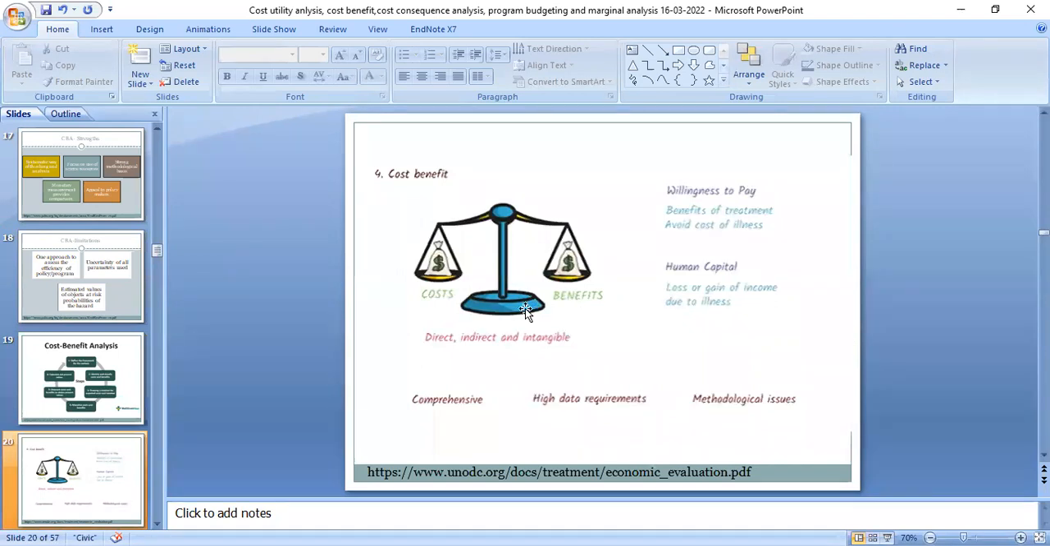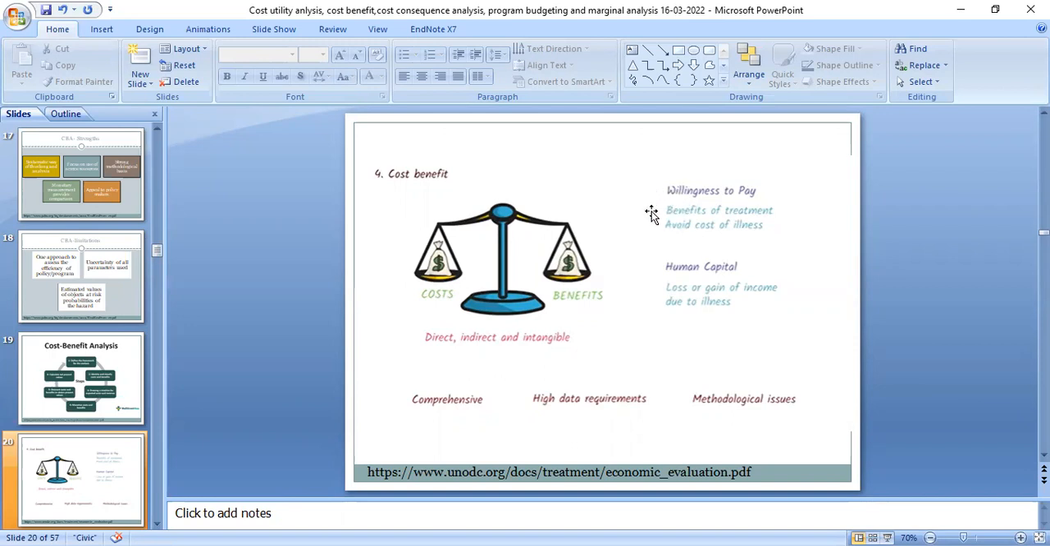In cost-benefit analysis, as already explained, both the costs and benefits are in monetary value. The costs and benefits can be in all of the forms like direct, indirect, and intangible. Direct costs include costs for the payment of the wages of the employees, for purchasing of the equipment and transportation. Indirect includes absenteeism of the workers. While intangible costs are difficult to measure, they include suffering from the illness or pain from the suffering.